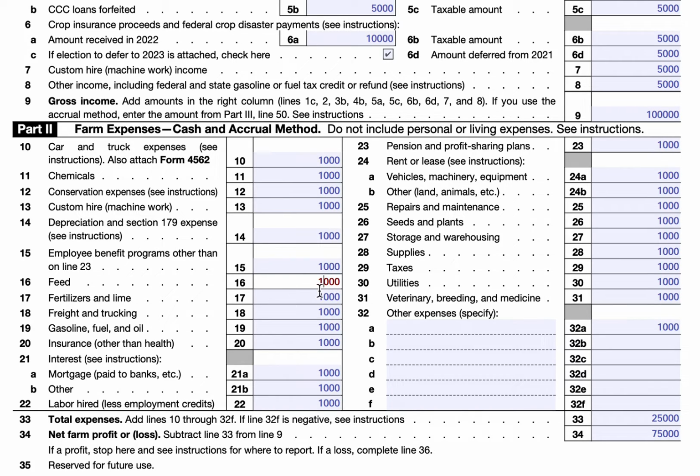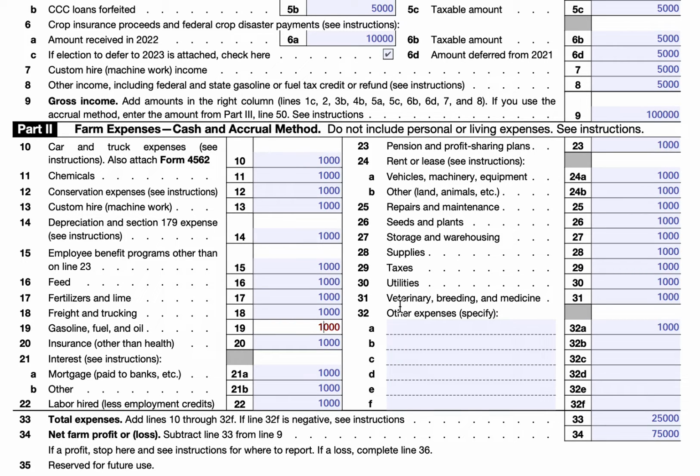Fertilizers and lime, any expenses you would put into line 17. Freight and trucking, so you would enter those expenses in line 18, but you don't include the cost of transportation for any livestock that was held for resale. Instead, you would add that to the cost of the livestock, and then it would be capitalized, and then you would eventually see that as part of your basis when you resell the livestock.